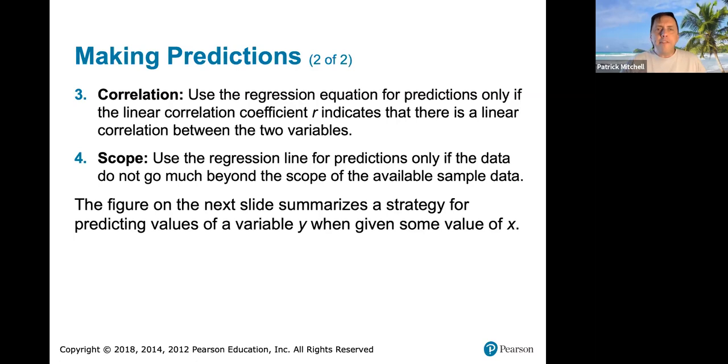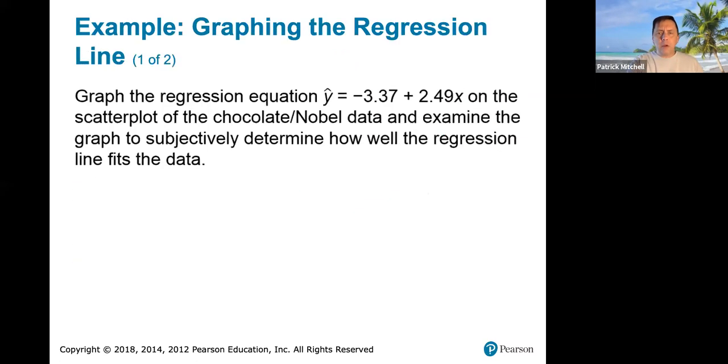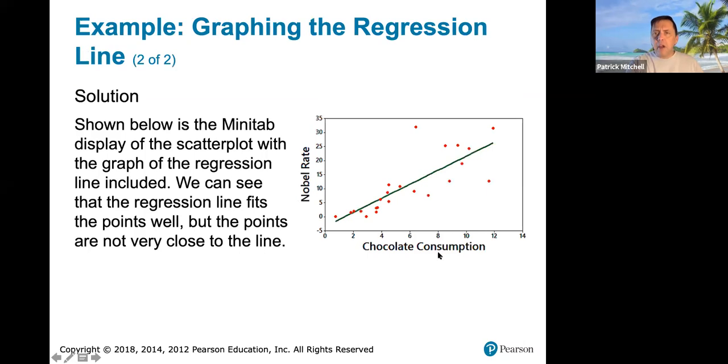And finally, use the regression line for predictions only if the data do not go much beyond the scope of the available sample data. What they mean by that, if we can go back to, we can get it right from here. Notice that the numbers for chocolate consumption all lie between 0 and 12. So that's what they mean by scope.